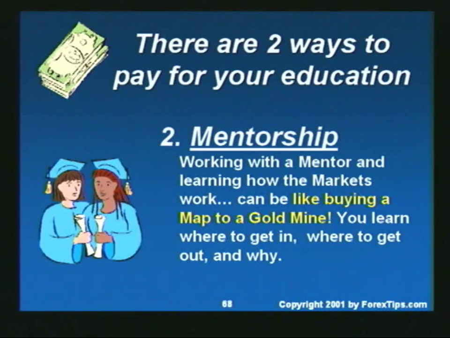Learning technical analysis to a large degree is like buying a map. It basically tells the trader where the gold is, how to financially protect themselves, and how to properly extract the gold out of the gold mine. You will learn where to get in and why, and you will learn where to get out and why.